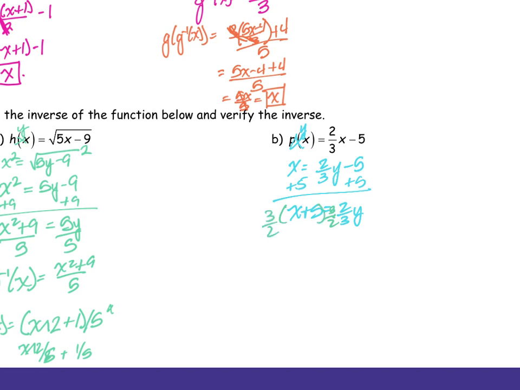Okay? Very good. So that means that's a p. P inverse of x is going to be equal to 3 times (x plus 5) all divided by 2. Beautiful, done. That's it.